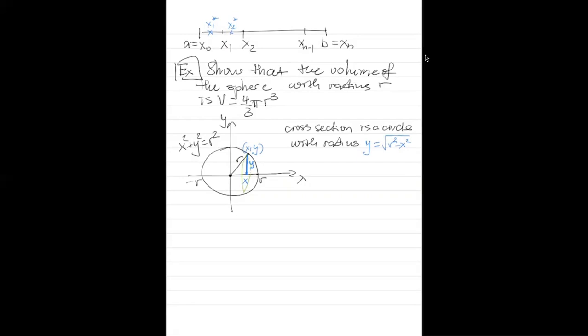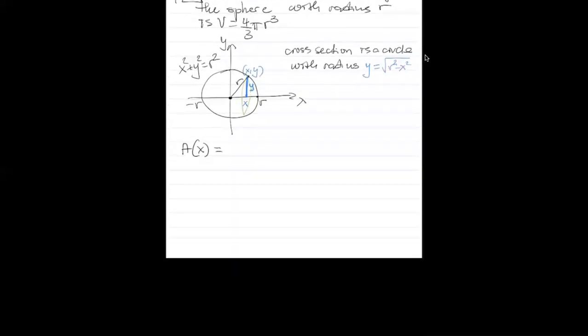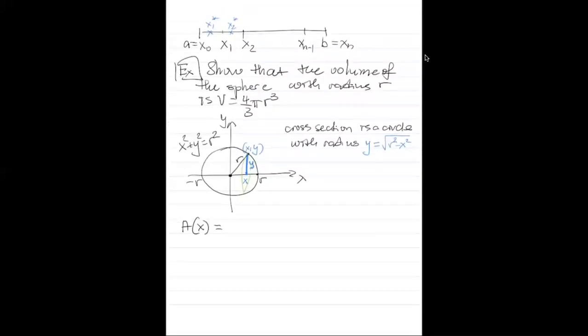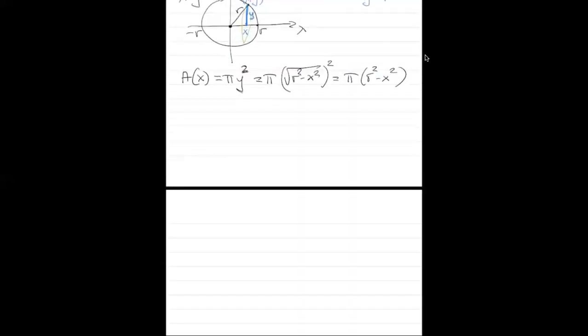So the next thing we need to do is determine our cross section, A of x, which is our function that goes into the integral. Our cross section is the area of a circle with a radius y. So the formula is pi r squared, but r is y, so pi y squared. Now we're going to substitute y with the square root of r squared minus x squared, then you square that and simplify, so it's pi times r squared minus x squared. So this is our cross section, or the area of the cross section.